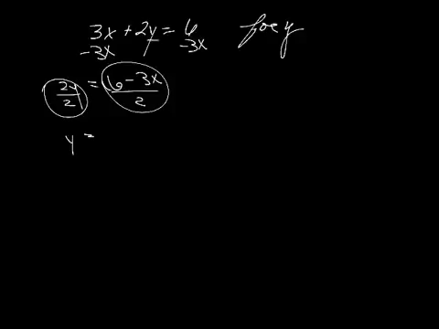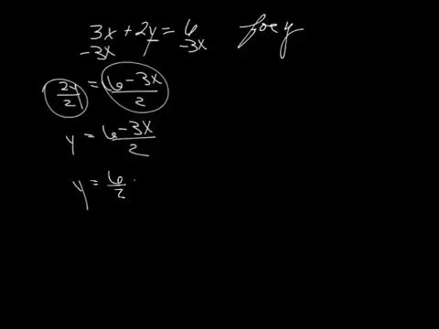So y equals, now we're going to split them up. Because this number 2 is under both the 6 and the 3, we can split them up to 6 over 2 minus 3x over 2. So we just split them up so that they were both over 2 because that reduces to 3.